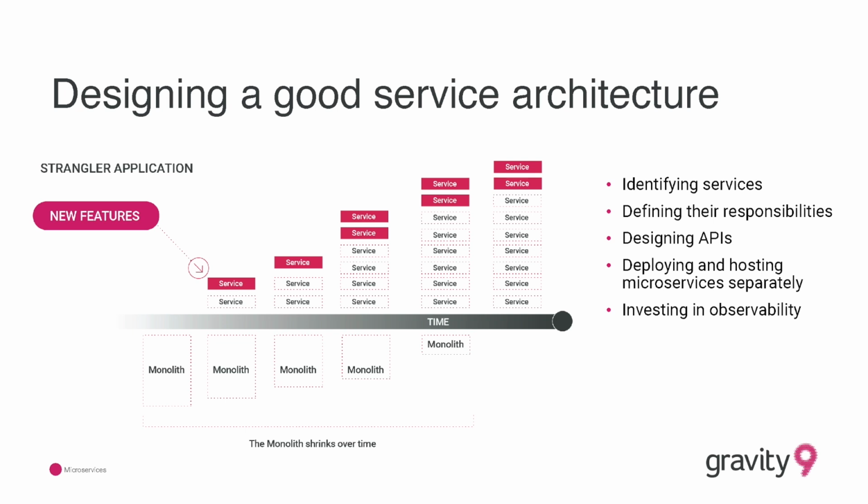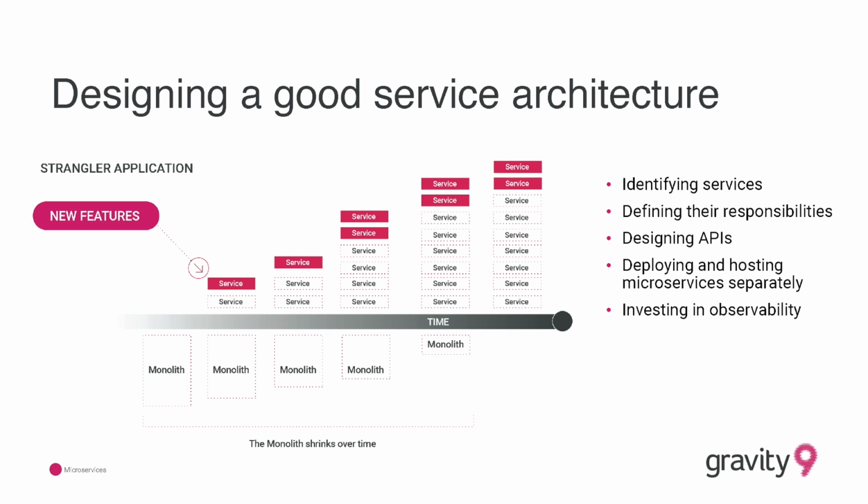Here are some key characteristics of the strangler pattern. The first one, identify services. Try to determine the distinct services that make up the system, each service responsible for a specific piece of business functionality of the business domain. And define their responsibilities. Clearly outline what each service is responsible for, what it should do. We should also design APIs. Create well-defined APIs for each service, specifying how they will communicate with each other and with external systems.